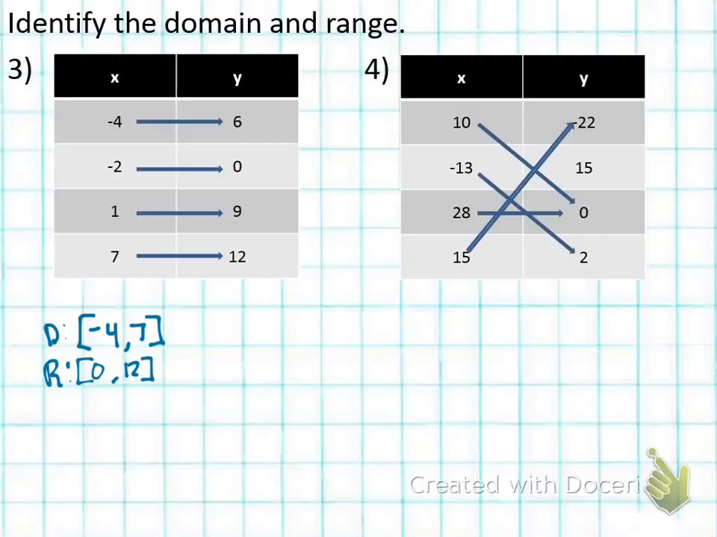What's the smallest number in our ingredients? -13, good. What's the biggest number in our ingredients? 28, okay. So this one's not in order, so this is our domain. And what's the smallest number in our outputs? 0. What's the biggest number? 22, okay. This is our range, okay.